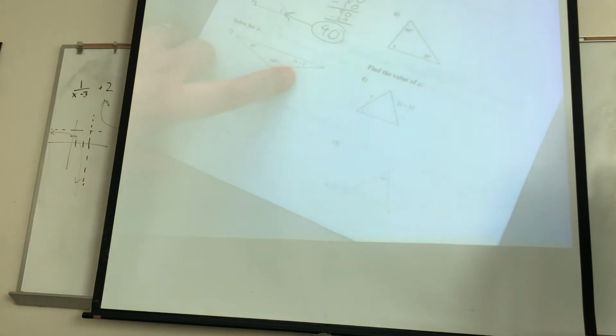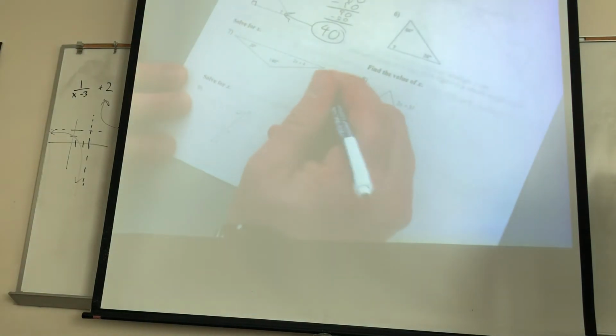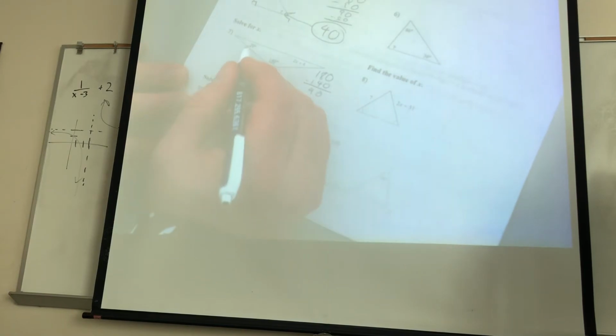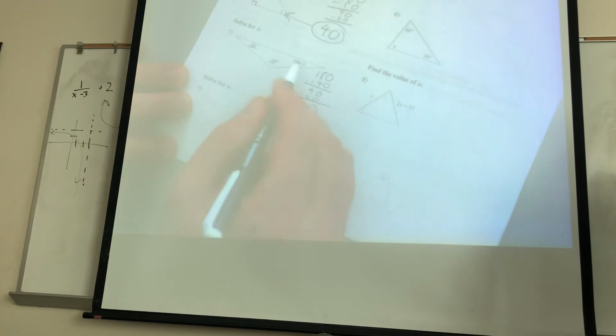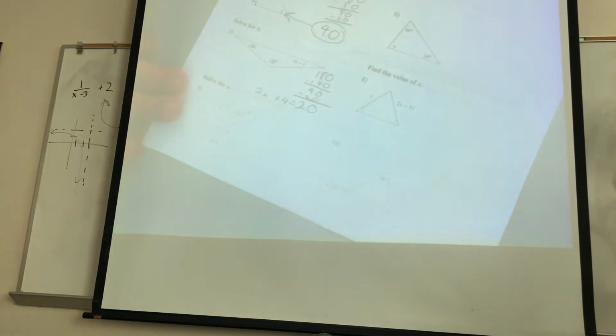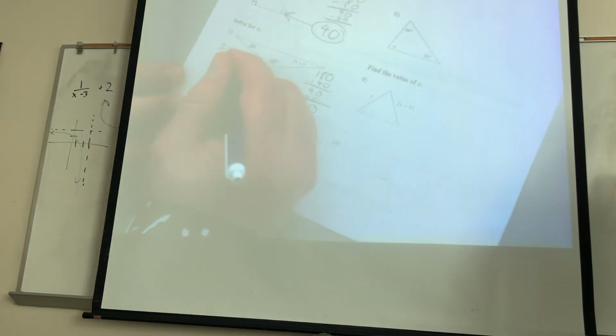Solving for x on this is the same steps. We know they're going to add up to 180. We subtract the 140 for this biggest angle. That leaves us 40. We subtract the 20 for that other angle. That leaves us with 20. And this is 2x plus 4 is equal to that 20. So we finish solving for x by subtracting 4. That's 2x equals 16, divided by 2, and x is 8.